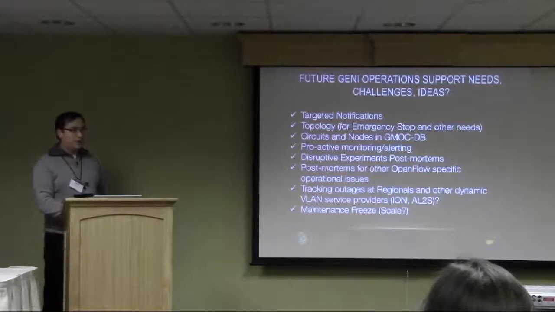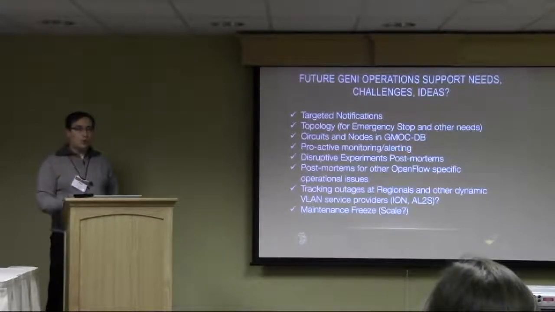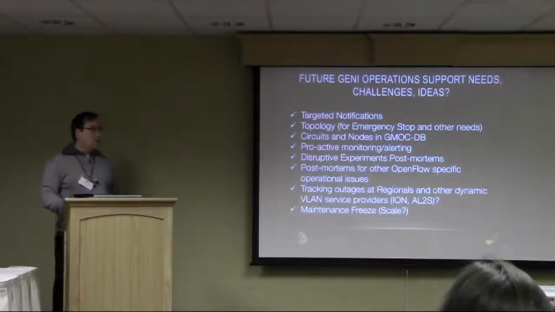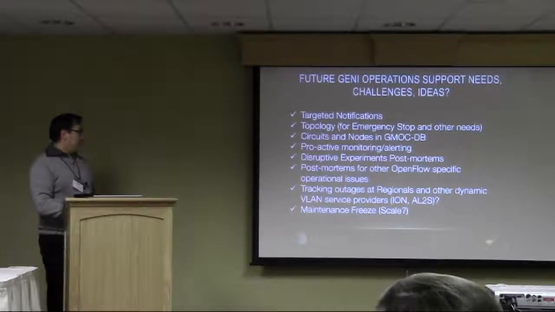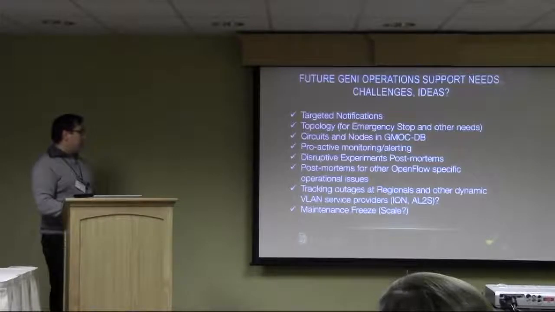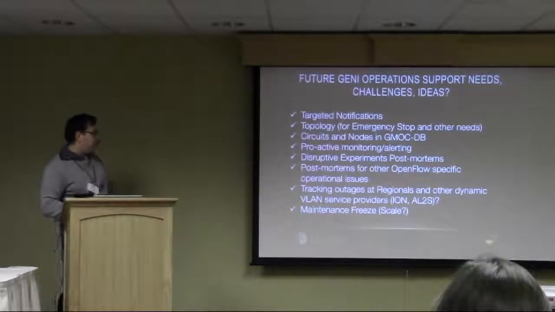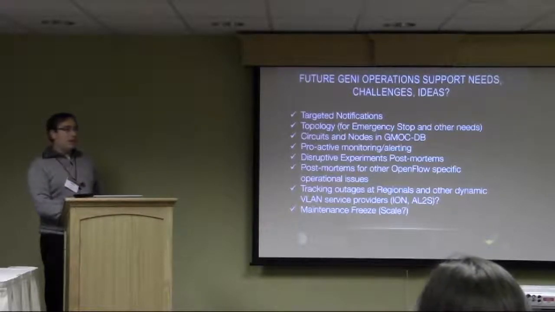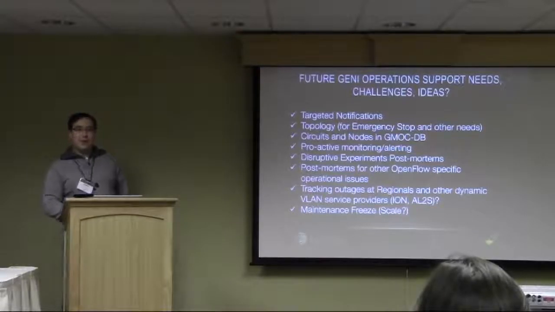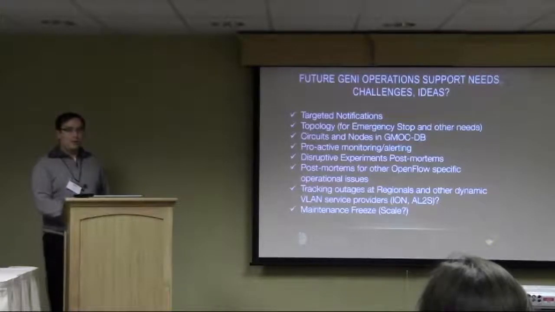And I think another part of it is using the current measurement tools that we have to associate with these events that happen. So it is important. If you have those things that happen during these events, let us know. And postmortems on other multi-flow specific operational issues. So tracking outages at regionals and other dynamic VLAN service providers like ION or AL2S is a challenge. Obviously, and I don't know how much of that we need, but some of that I think we will, especially as we move forward into more of the proactive monitoring and alerting.